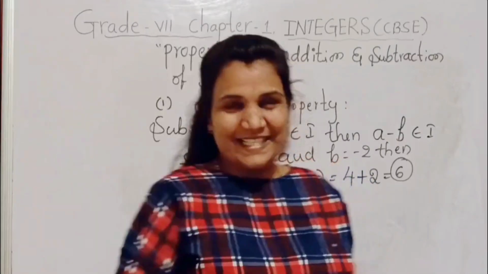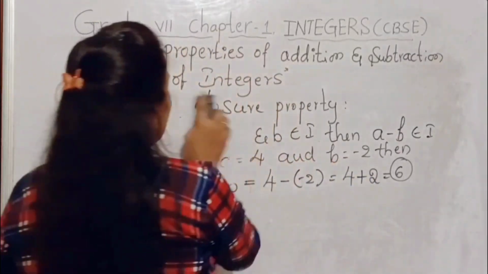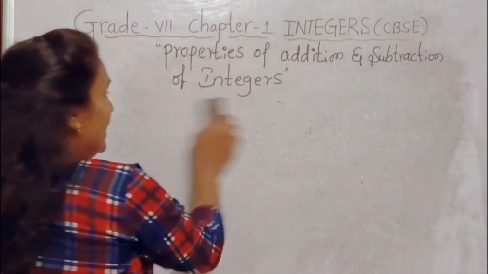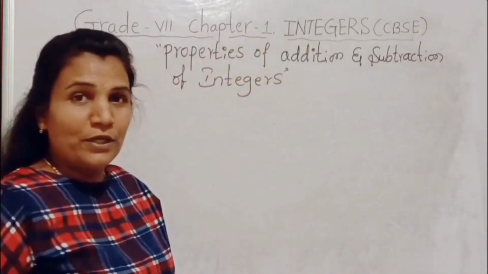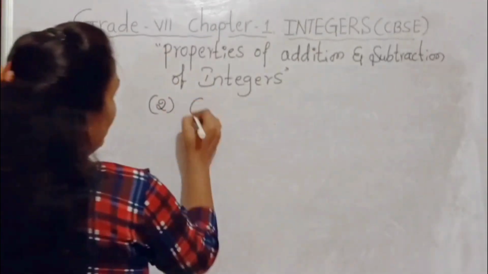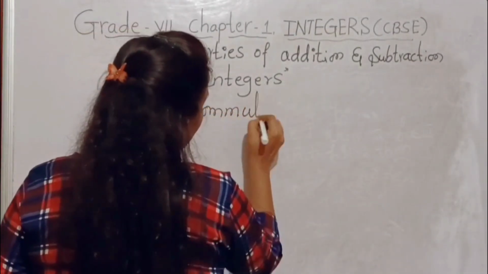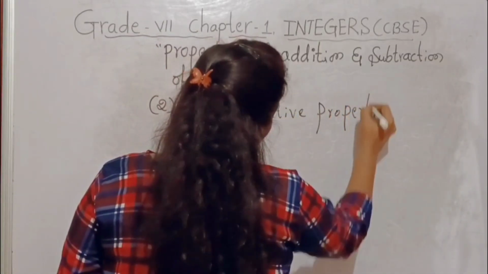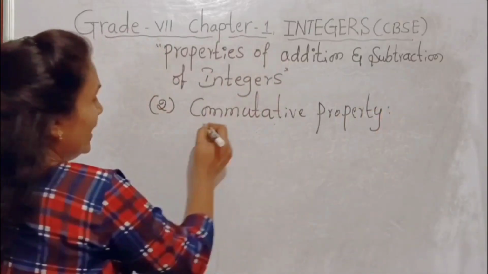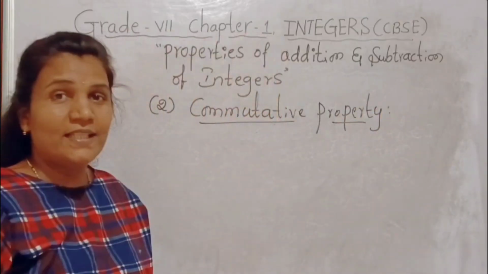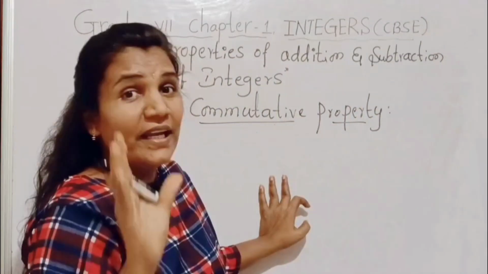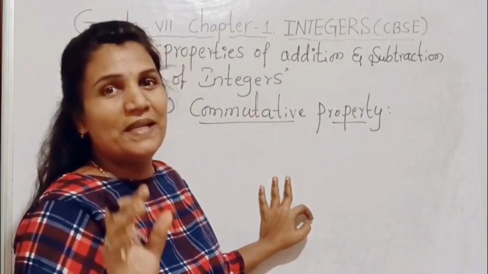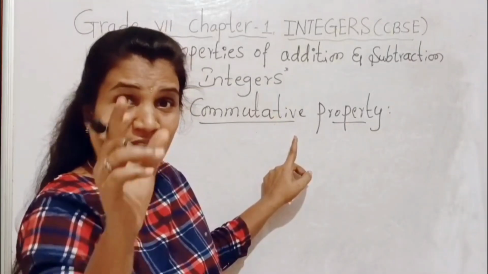We'll move to the second property, that is commutative property. What does it say? If a and b are any two integers, then a plus b is always equal to b plus a. This is the commutative property of addition.